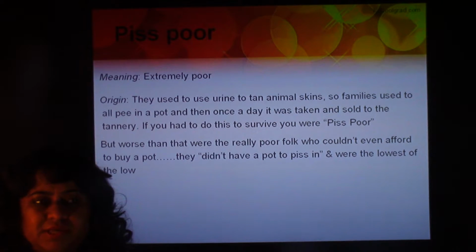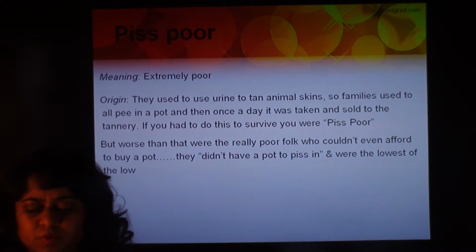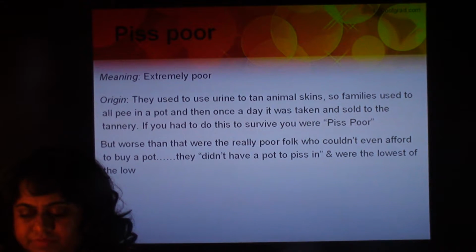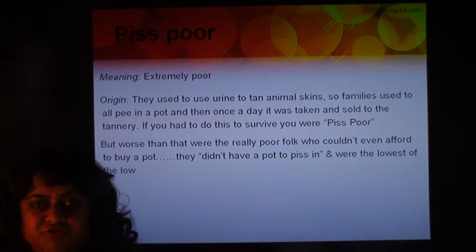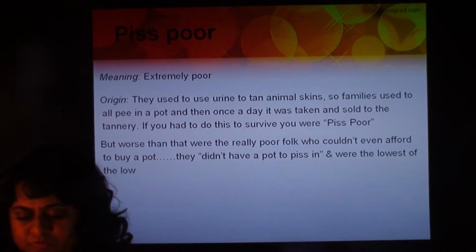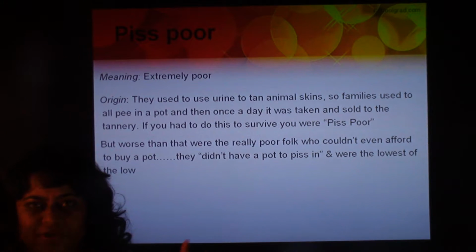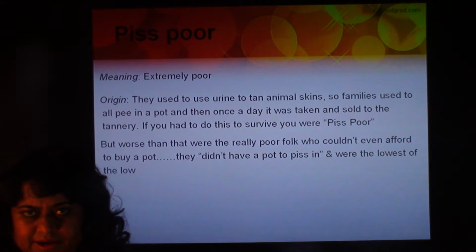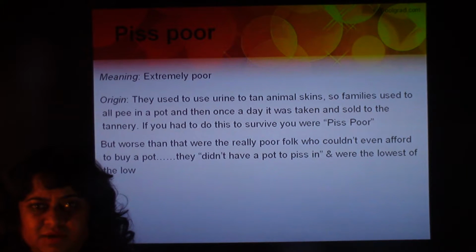Piss poor. You say someone is so poor, oh my god, that means extremely poor. Oh, they're piss poor. The origin of this phrase dates back to the olden days, a few centuries ago in Europe. They used to use urine to tan animal skins, I believe. And so there were poor families where all the family members would pee in a pot, and every day they would take all the urine and sell it to the tannery for money. So if they had to do this to survive, they were piss poor. That's probably the origin of the phrase.